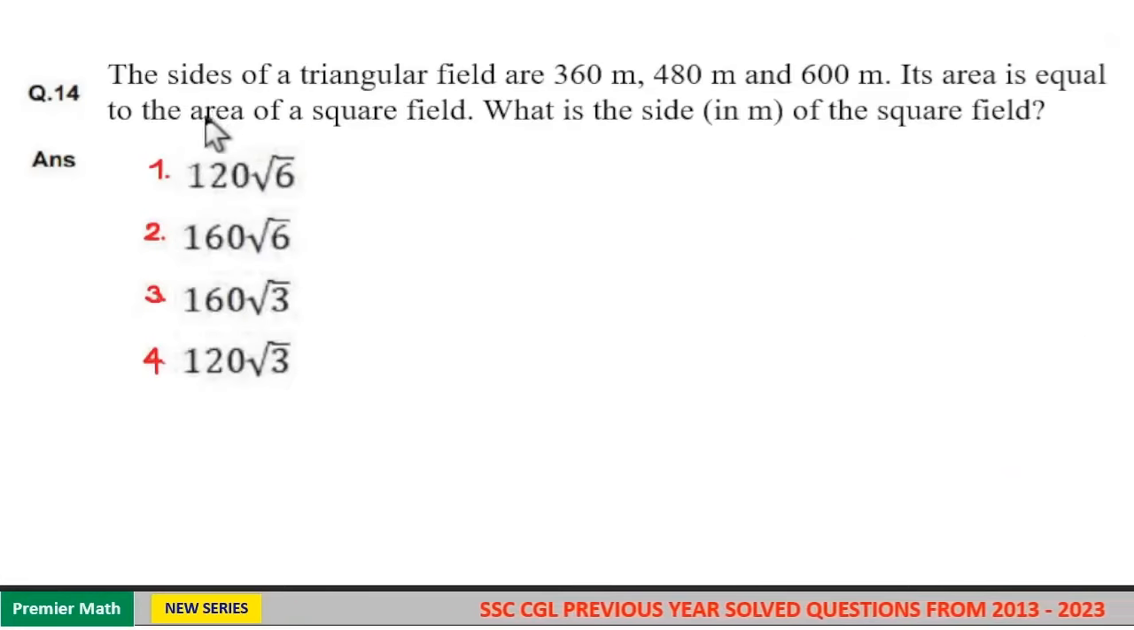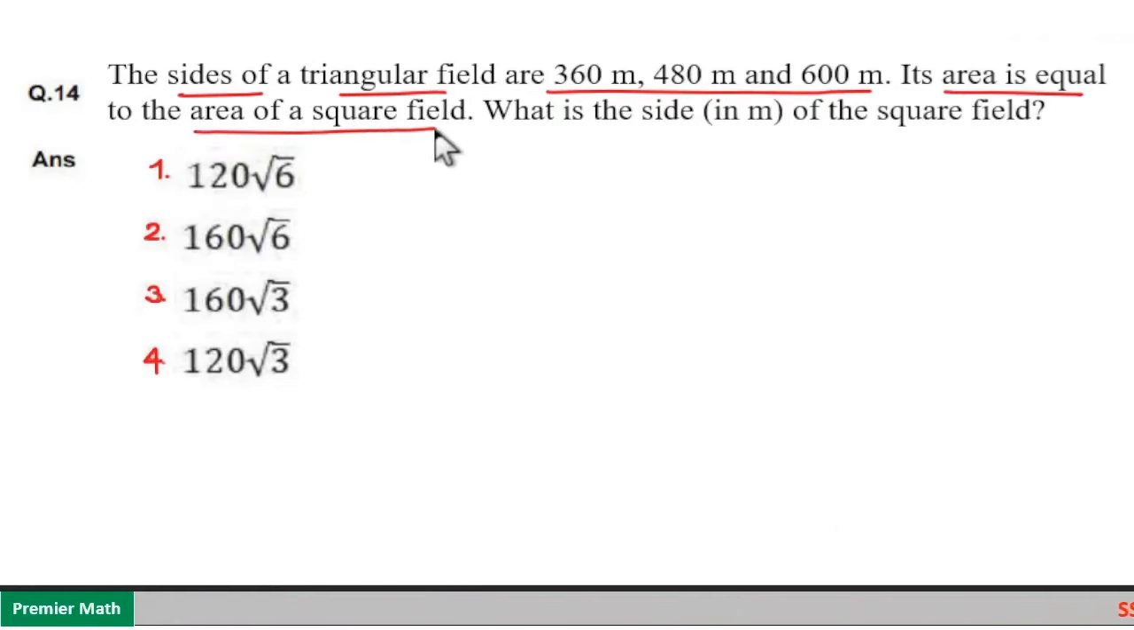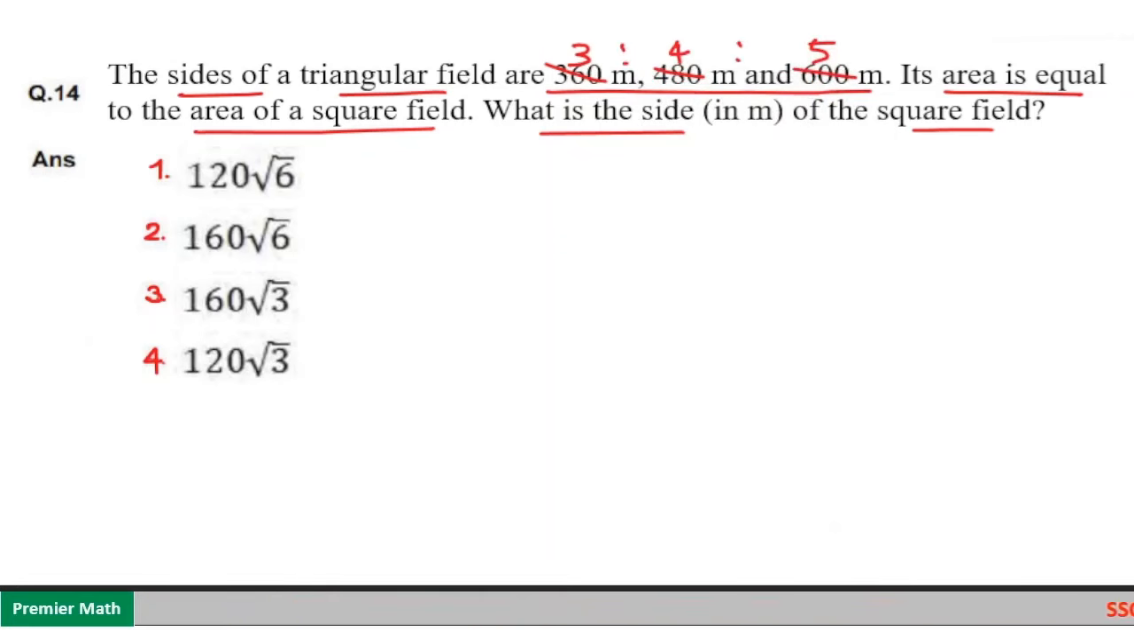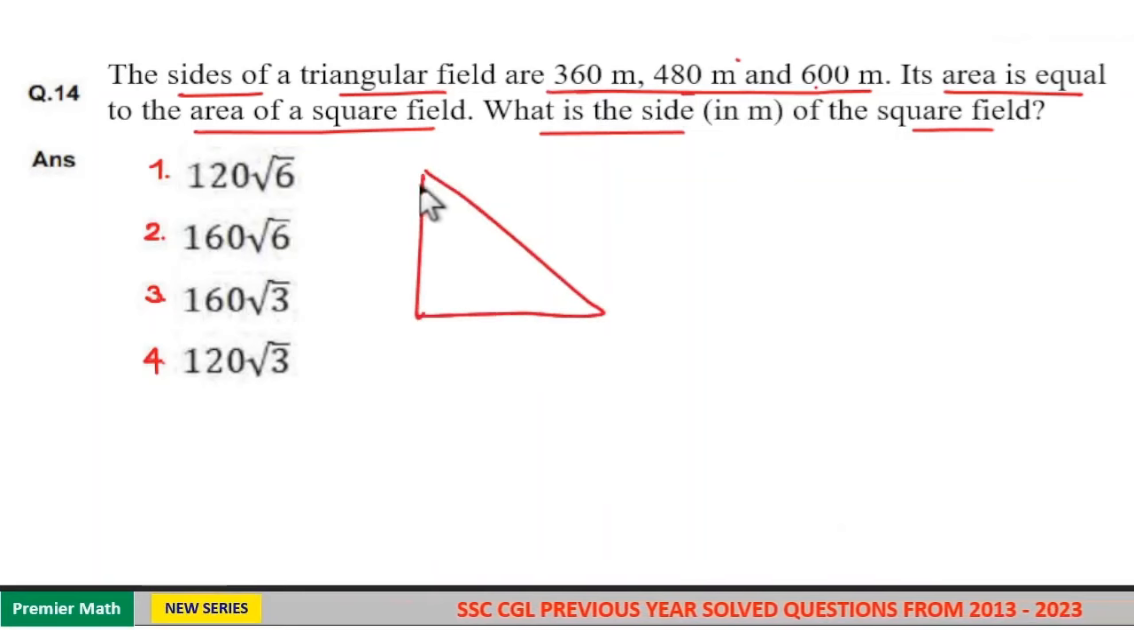Difference is 924. The sides of a triangular field are 360 meter, 480 meter and 600 meter. Its area is equal to the area of square field. What is the side of the square field? Here if you take the ratio, 120 goes 3 times in 360, 120 goes 4 times in 480, 120 goes 5 times in 600. So this is 3:4:5 is a triplet. That is 3, 4, 5 sides are a triplet, which means here this 360, 480 and 600 are triplets. That is, this is a right angle triangular field.